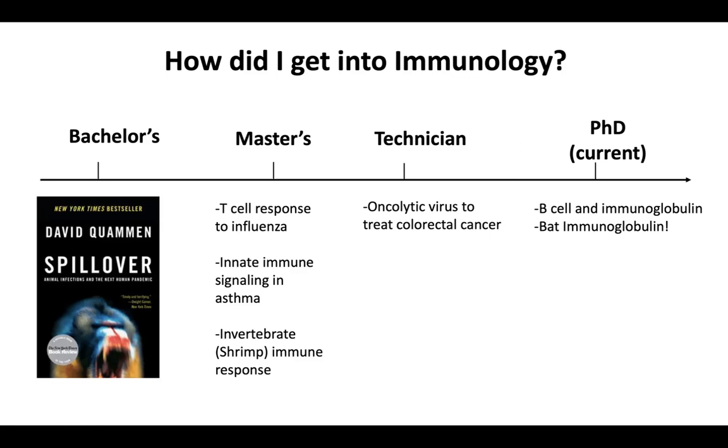So I was in the T cell lab, which is one part of the immune system. And then from there, I made a transition into a tech position in innate immune signaling, specifically for asthma-related pathways. And then I got kind of bored of mammals, so I took some time off to go back to Thailand, and I still wanted to stick with the immune system. So I studied invertebrate immune systems, specifically in the shrimp. And after I finished my master's, I went on to be a technician at the cancer center at Einstein.